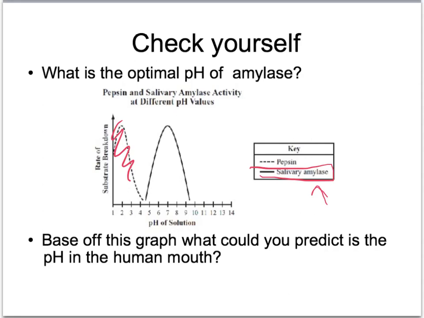To figure out optimal, you go to the highest point in the graph, you drop it down, you say optimal pH is around 7. Since amylase we know is found in the human mouth, that must also typically be around a pH of 7.